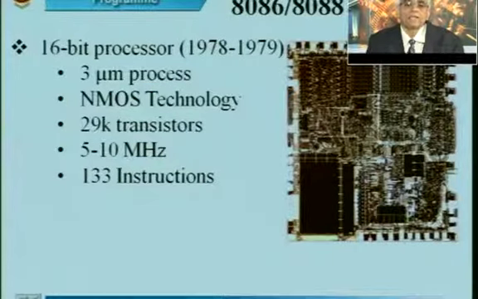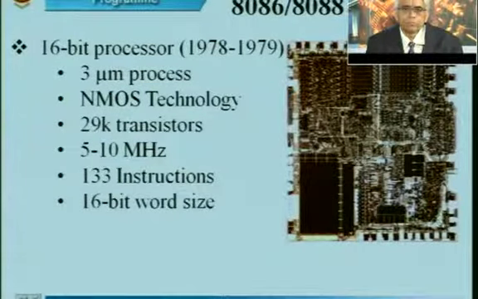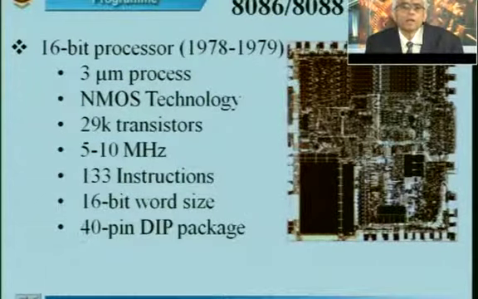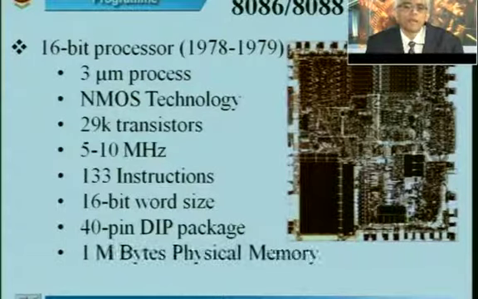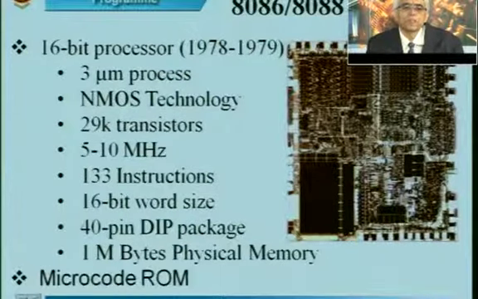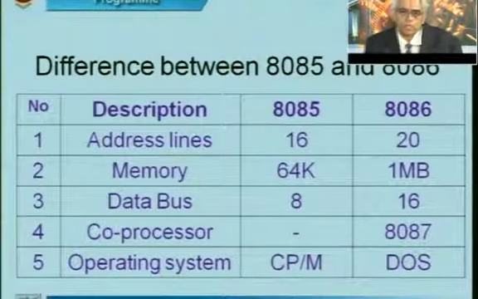They had 133 instructions and a 16-bit word size. It means that internally the bus was 16 bits wide, on which the data could be operated. They are packed in a 40-pin dual-in-line package. The total memory that it could access in the external world is 1 megabyte of physical memory. These processors too had microcode ROM in them.